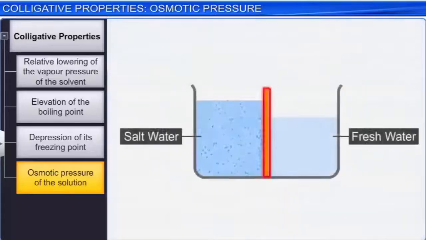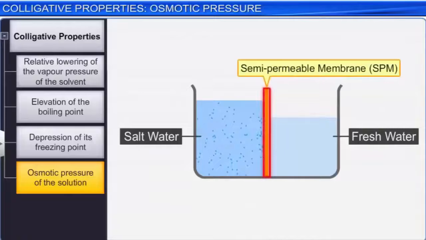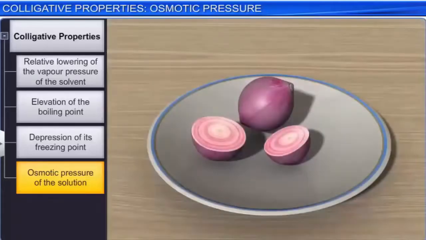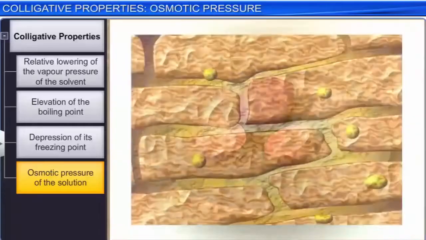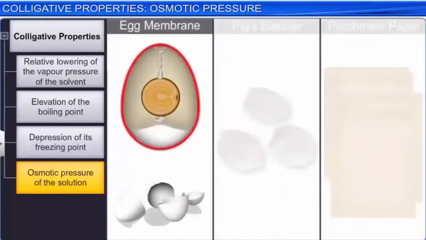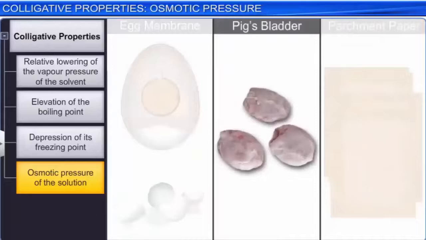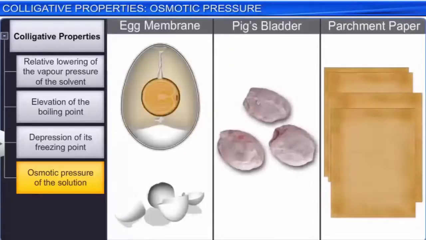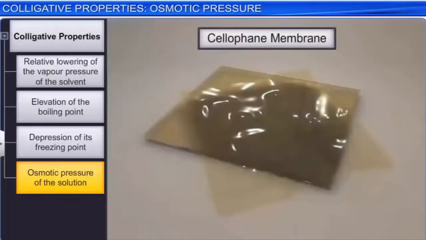Such membranes, which are selectively permeable to only certain molecules, are known as semi-permeable membranes or SPM. These membranes can be of natural origin or synthetic origin. Vegetable membranes, which are found just under the outer skin, like in the onion, membranes found under the shell of an egg, a pig's bladder, or parchment are examples of natural membranes, while cellophane is an example of synthetic membrane.